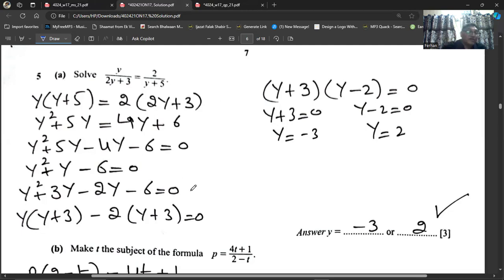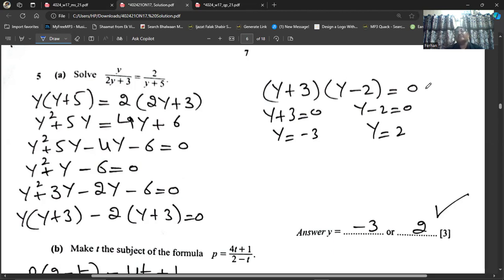From the first two terms, I'm going to take y common. So in the bracket, you are left with y plus 3. From the last two terms, I will take minus 2 common, and in the brackets, we are left with y plus 3. So that's equal to 0. Now I will take the y plus 3 bracket common. So in the other bracket, I will have y minus 2. Now here we have two brackets which are multiplying with each other, and their product is 0. So that means either the first bracket is 0 or the second bracket is 0, or both of them are 0.